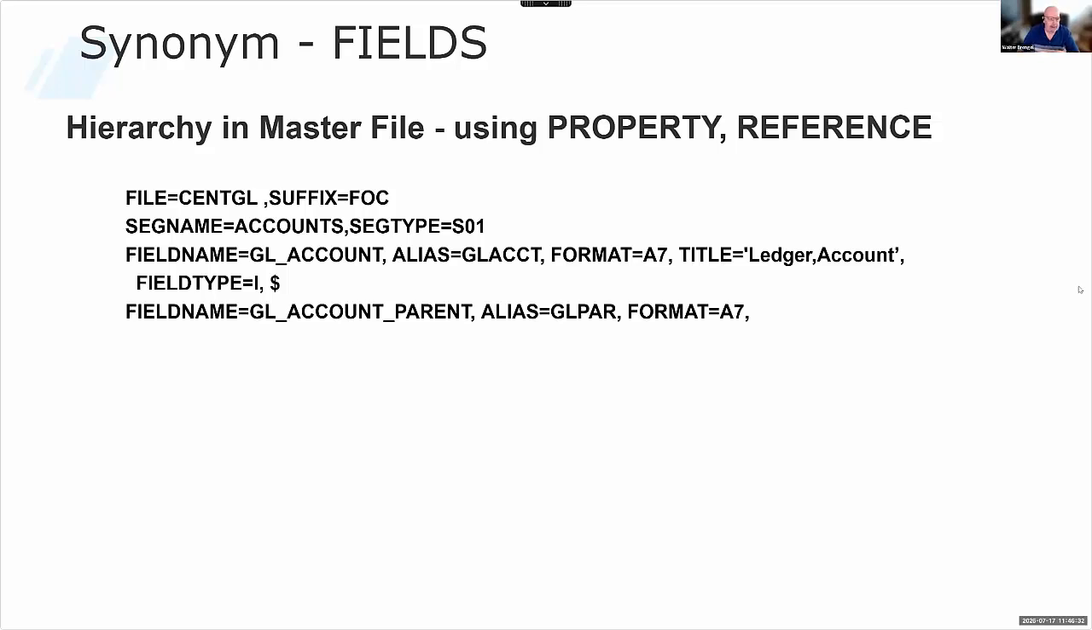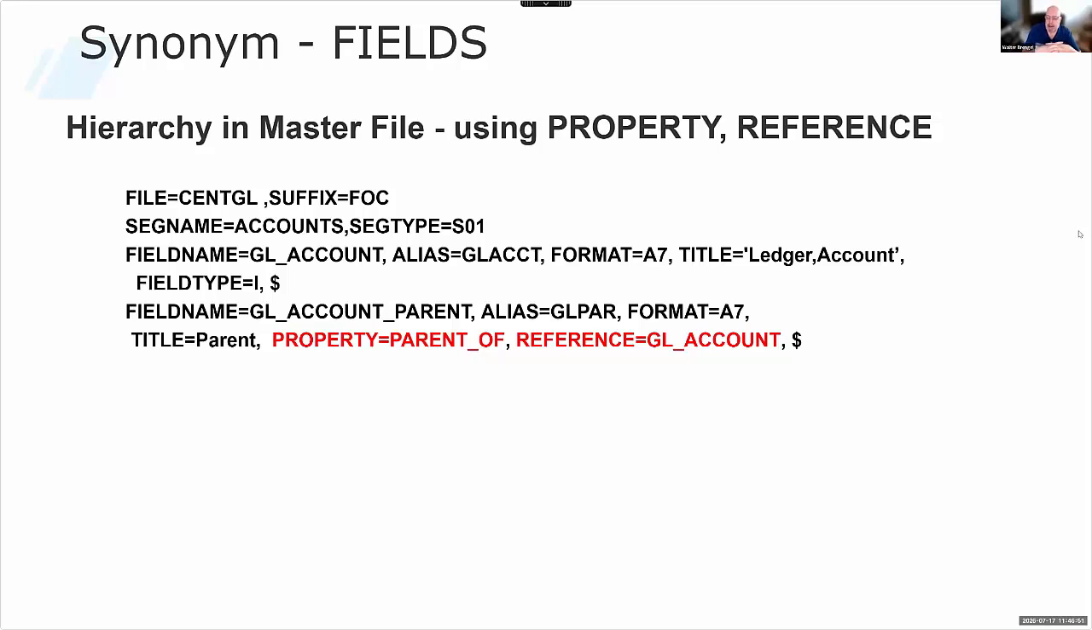And now we have the parent. So every account rolls up to a parent. So in the master, we have field name equals GL account parent. We have an alias, and the format is A7. But now we want to tell it that it's the parent of the GL account. So we give it the property of parent of, and it's a parent of the reference GL account. So that's how you establish the relationship.